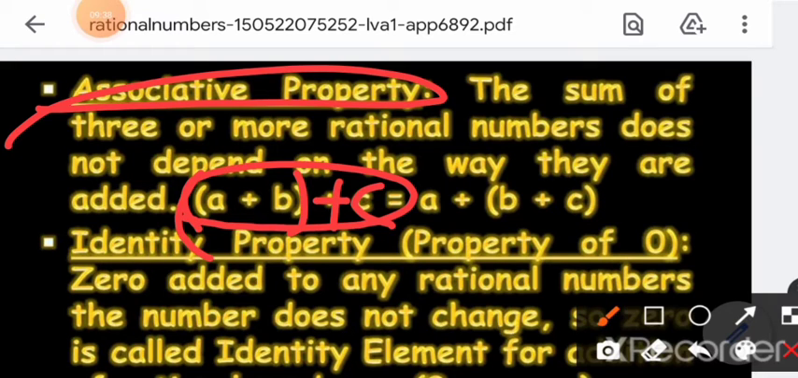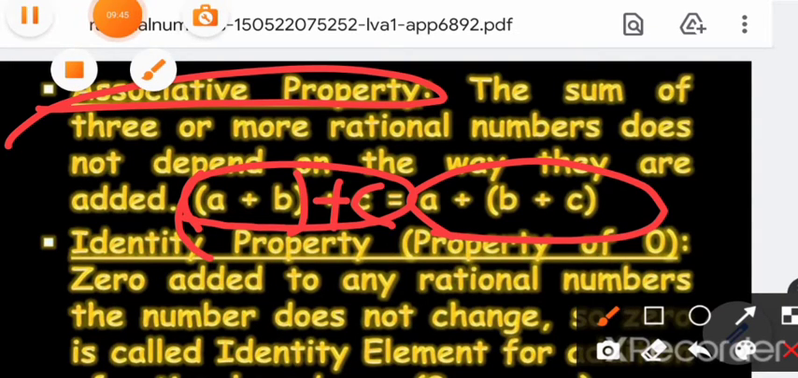So addition of both numbers is equal. Addition of both rational numbers is equal always. Addition of three or more rational numbers does not depend on the way of addition. One number, you can take any.